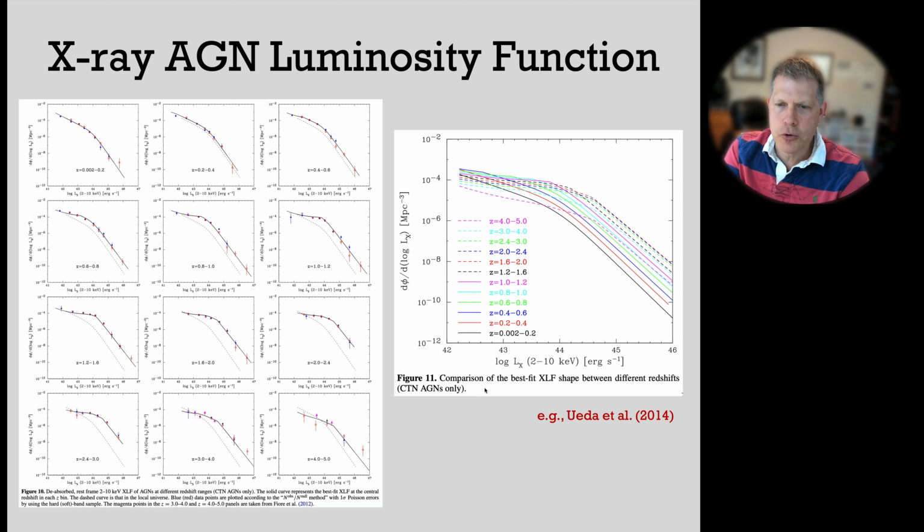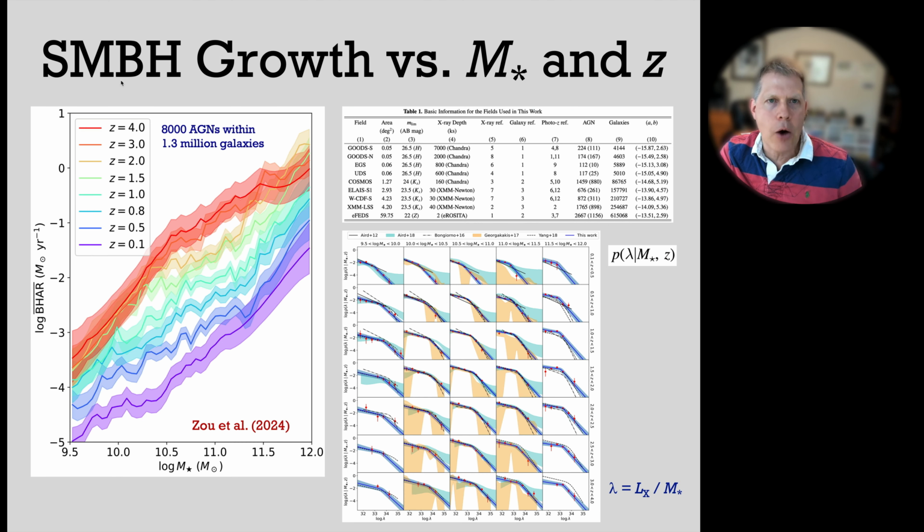This plot here kind of shows a comparison of the best fit X-ray luminosity function shape between different redshifts. There's some technical complexities you can read about in this paper, but you can see the overall evolution pattern is a complex one. But again, quantifying this is very important because it contains a tremendous amount of information about how black holes assembled themselves over cosmic time. Okay, now, in addition to measuring things like X-ray luminosity functions, well, you also want to understand how does the supermassive black hole growth proceed as, for example, a function of galaxy stellar mass, M star, and say redshift?